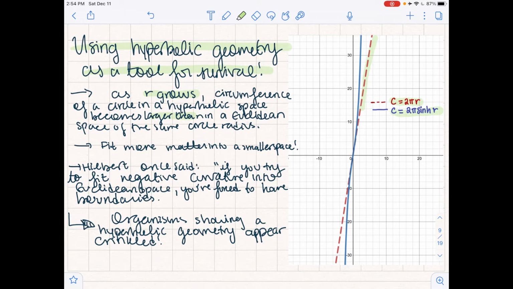In order to fit that same amount of matter into a Euclidean space, we often see things folding in on themselves, and often in nature we see this as a frilly crinkled sort of edge, and therefore we're able to fit more matter into a smaller space. Hilbert once said, if you try to fit negative curvature, like hyperbolic geometry, into a Euclidean space, you're forced to have boundaries, which is what we see here with the frilly organisms.